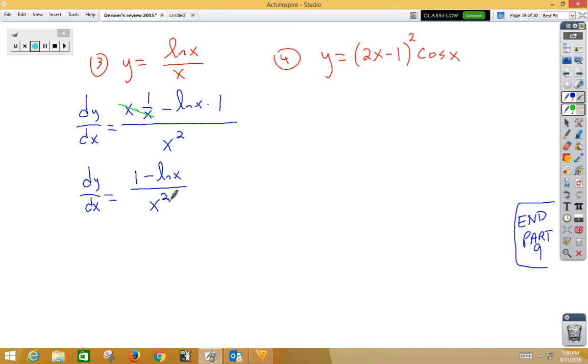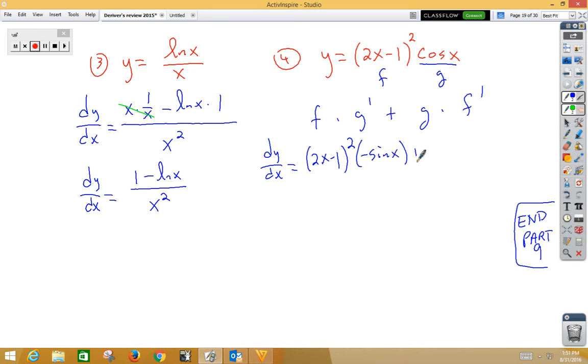Problem number 4, we have a product rule and a chain rule. Here's our first function and our second function. f times g prime plus g times f prime. So dy/dx is equal to 2x minus 1 squared. The derivative of cosine would be negative sine, plus our second function, cosine, multiplied by the derivative of the first function, which would be 2x minus 1 times 2, because that's a chain rule problem.